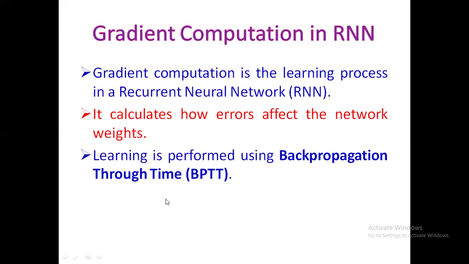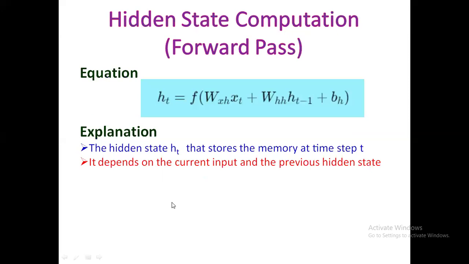Since RNN handles sequential data, this learning process is carried out using BPTT, that is, backpropagation through time, where errors are propagated backward across all time steps to update shared weights effectively.